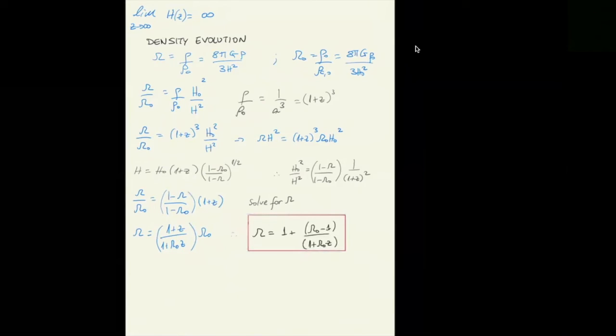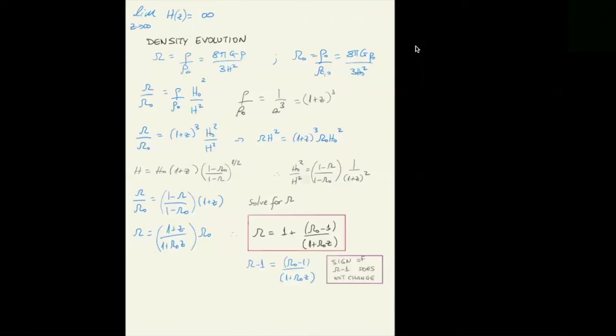Again, the right-hand side is the present, and the left-hand side is any age in the universe. Now, there are two interesting results that you can derive from this equation. The first is that the sign of Ω minus 1 does not change. It depends only on the sign of Ω0 minus 1. The redshift is not changing the sign of this expression. That means that if the universe ever had Ω minus 1 bigger than 0, it's always going to be bigger than 0. If the universe had Ω minus 1 less than 0, it's always going to be less than 0.